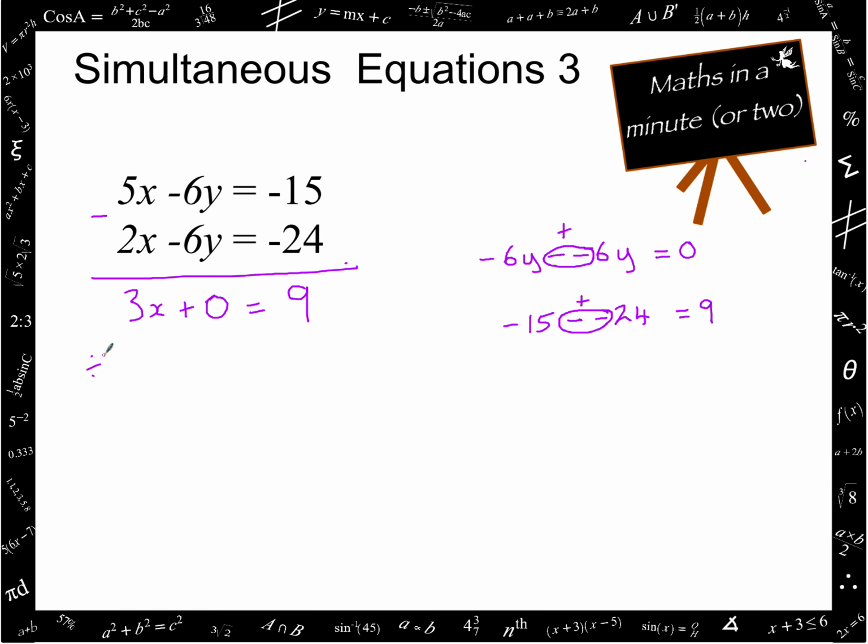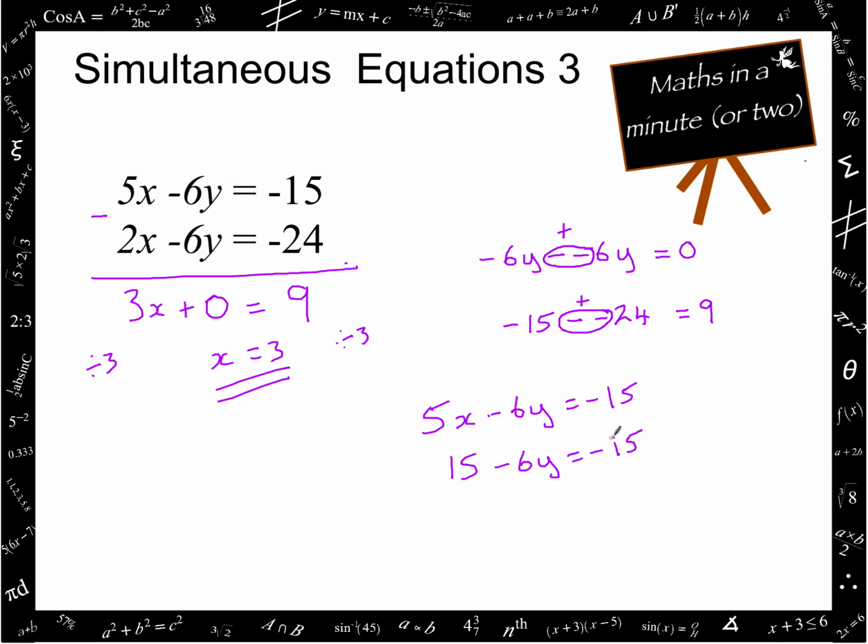Divide both sides by 3 in order to find x. So x equals 3. Put the 3 back into one of these equations. Let's pick the top one. So 5x minus 6y equals minus 15. We're going to substitute now the x with the 3 that we've just found. So this is going to be 5 times 3, so that's going to be 15 now, and the rest is still the same as before.